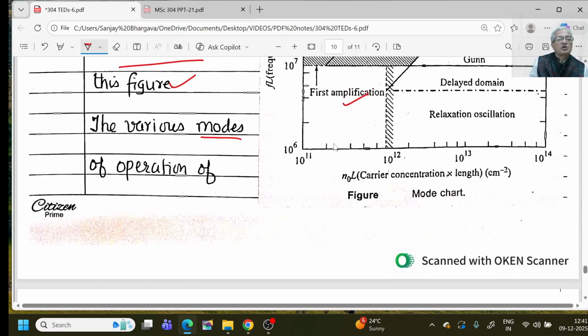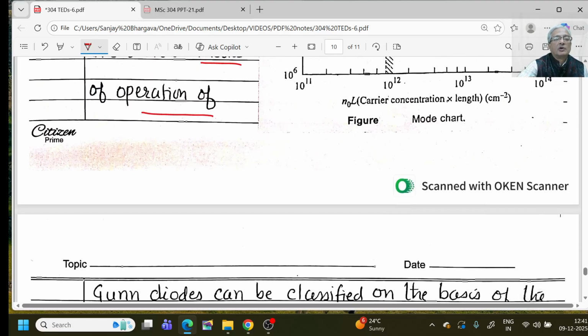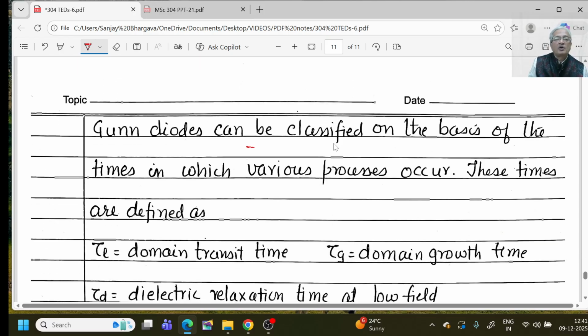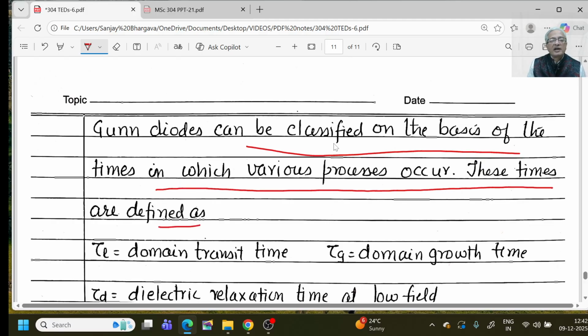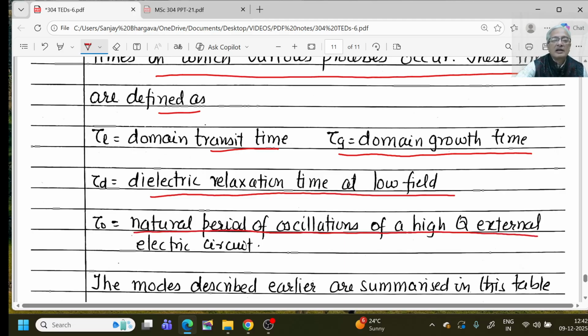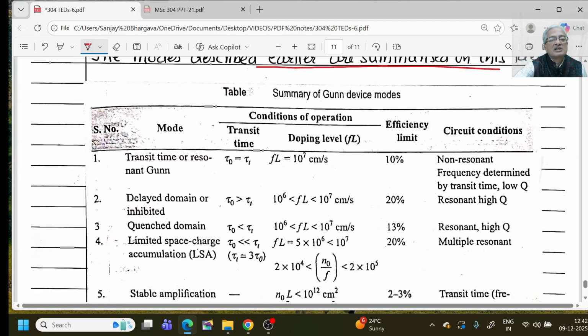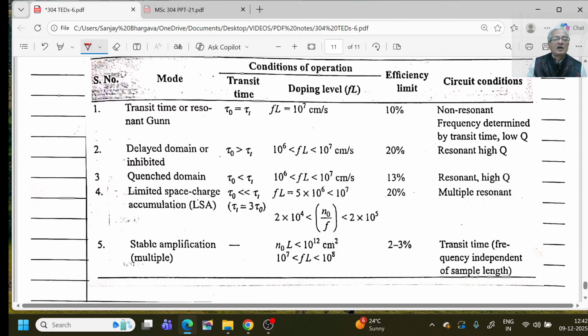The various modes of operation of Gunn diodes can be classified on the basis of times in which various processes occur. These are defined as tau L, the domain transit time, tau G, domain growth time, tau D, dielectric relaxation time at low field, tau 0, natural period of oscillation of a high Q, external electric field. The modes described earlier are summarized in this table. All the modes that have been described till now are summarized.